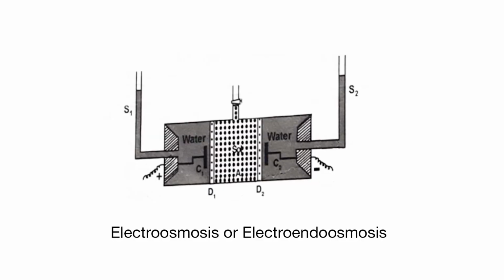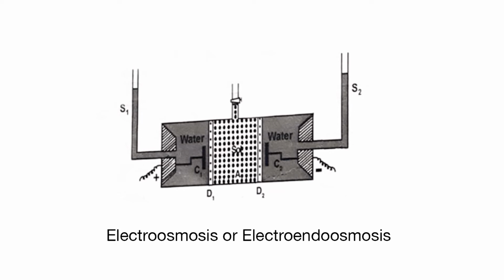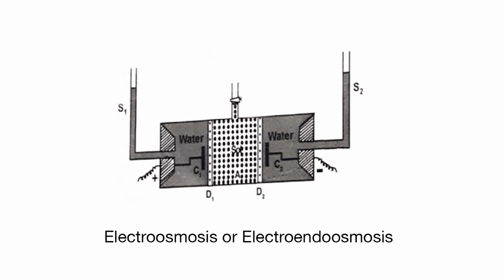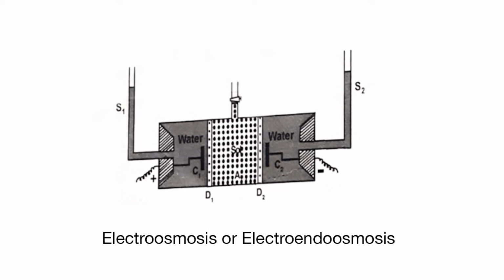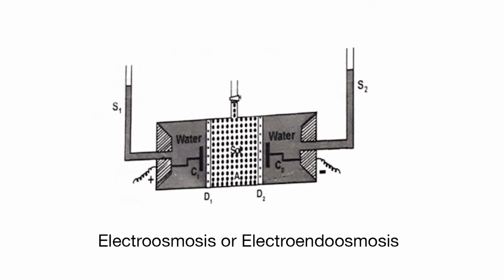The image shows an apparatus suitable for studying electroosmosis. The sol in the middle compartment A is kept separated from water in the side compartments C1 and C2 by means of two dialysing membranes D1 and D2. When electric field is applied, water begins to move.